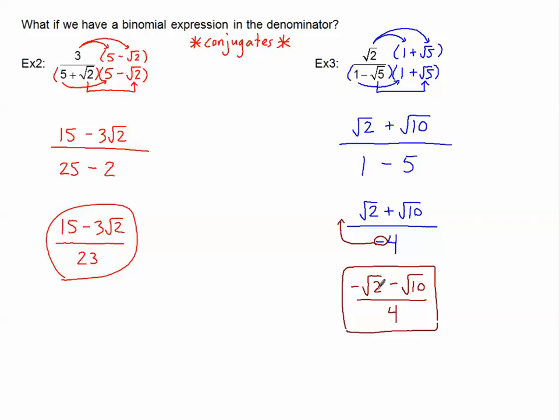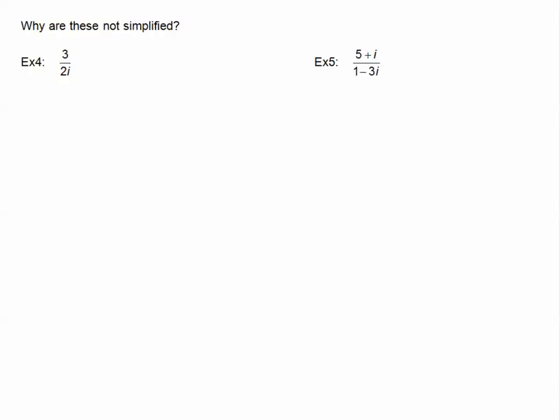Please do not think that we can reduce. We cannot reduce. These numbers are on the inside, and this number is on the outside. So they are not in corresponding parts. So that's rationalizing with a binomial denominator.